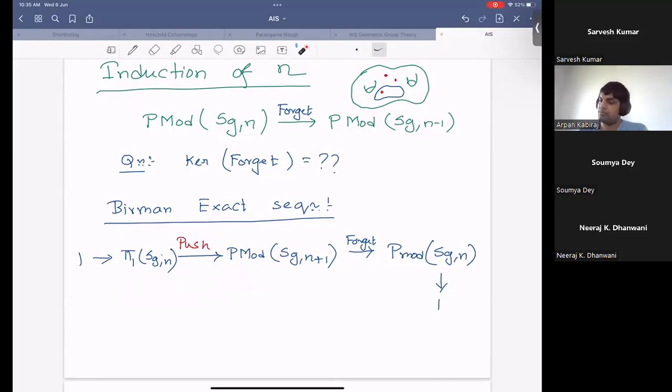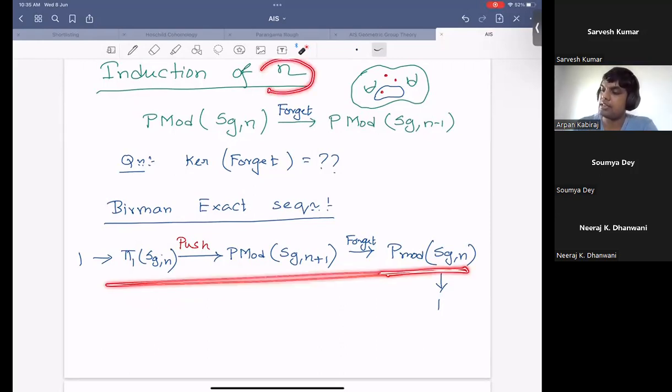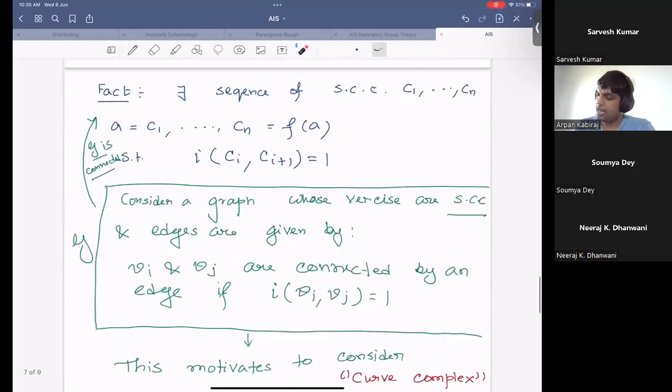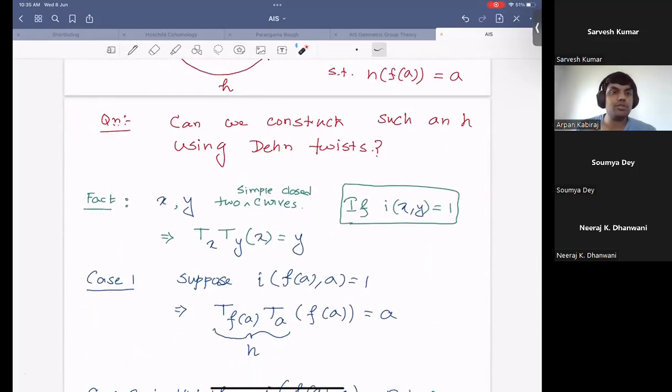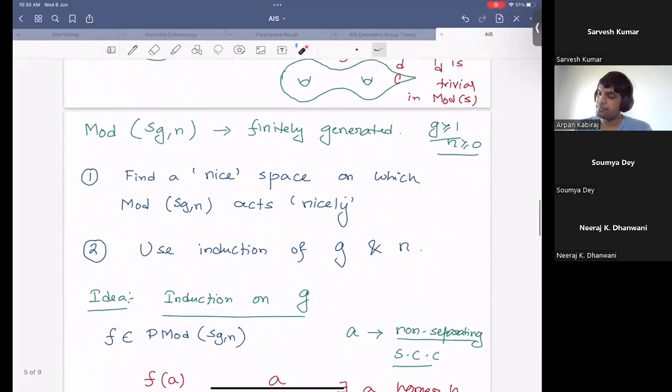Okay, so Birman tells you exactly what this kernel is, and this kernel sits inside the pure mapping class group as a product of a bunch of Dehn twists along non-separating simple closed curves. So here we will use induction on n. In the last curve complex setup, we will use induction on genus g, and these two together will give us the fact that Mod(S_{g,n}) is finitely generated by finitely many Dehn twists along non-separating simple closed curves.